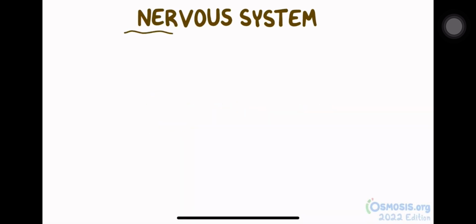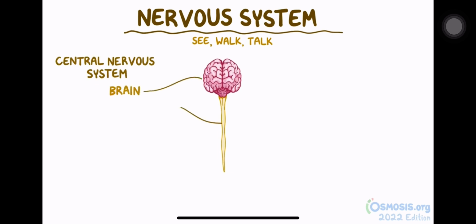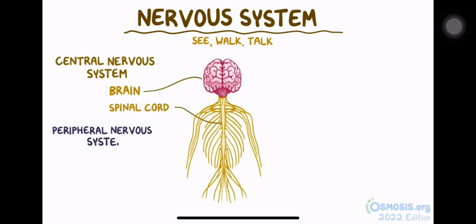The nervous system is involved in nearly everything we do, from how we see to how we walk and talk. The nervous system is divided into the central nervous system, which is the brain and the spinal cord, and the peripheral nervous system, which is further divided into the somatic and autonomic nervous systems.